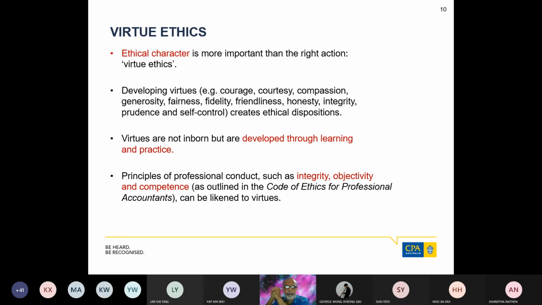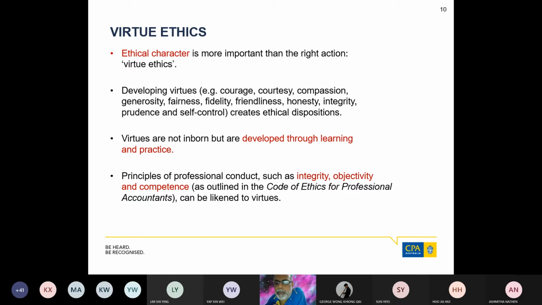Virtue ethics. Virtue ethics says that ethical character is more important than the right action. In some books they will describe it as your moral compass. Your moral compass is not like the compass you have in your mobile phone, which shows you the direction: north, south, east, west, and so on. That is the normal compass. The moral compass is something inside you that tells you, oh, this is not correct. It's your gut feeling, your intuition. They call it your moral compass.